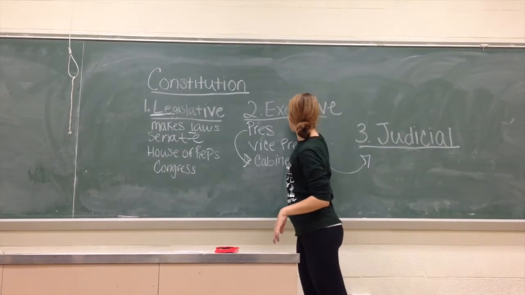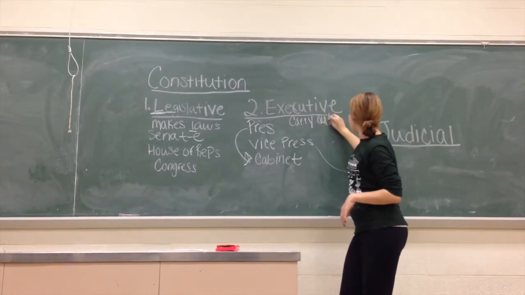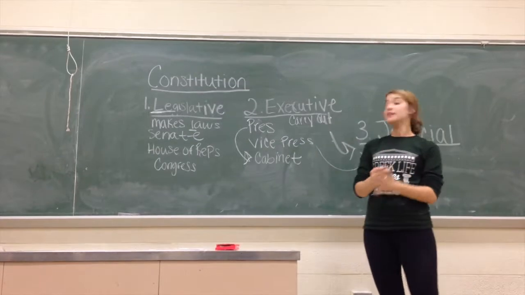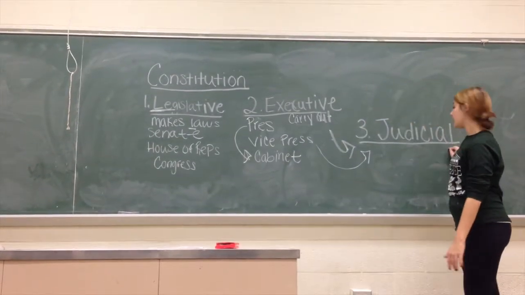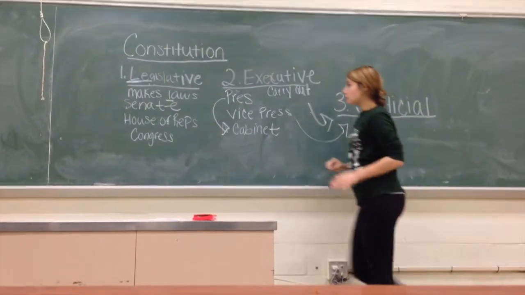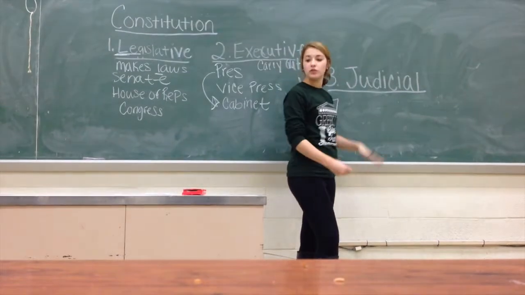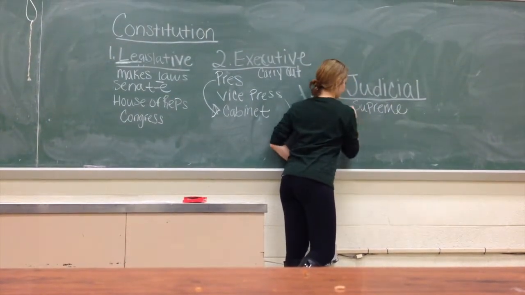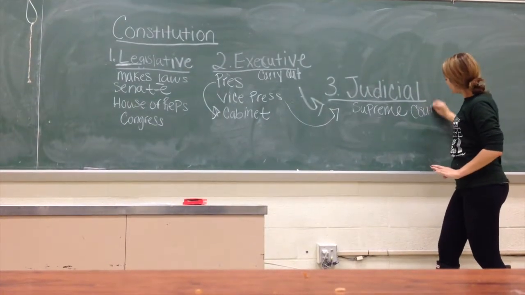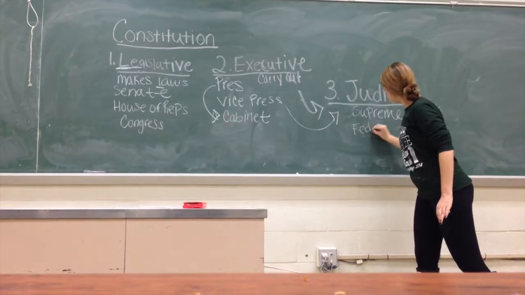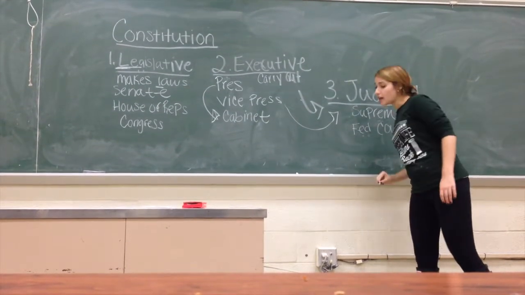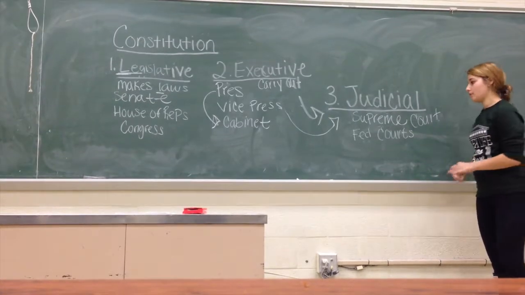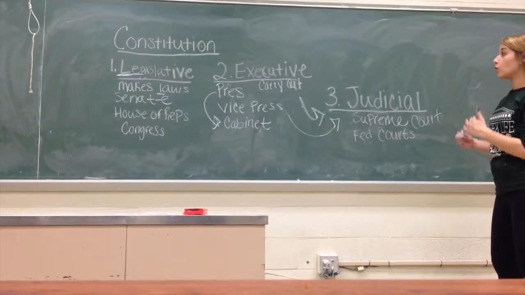So once they carry out the law, it's going to go to the judicial branch. The judicial branch says, okay, great. The legislative branch made a law. The executive branch carried it out. And now they're going to evaluate it. The judicial branch, you can think of a judge, or a courtroom. So we have the Supreme Court and other federal courts. They're going to meet and say, okay, we have this great law, and we're going to put our stamp of approval on it. And that's how we have these three branches working together.